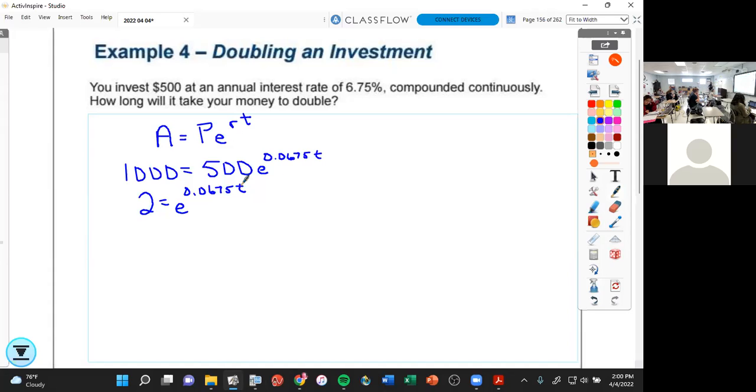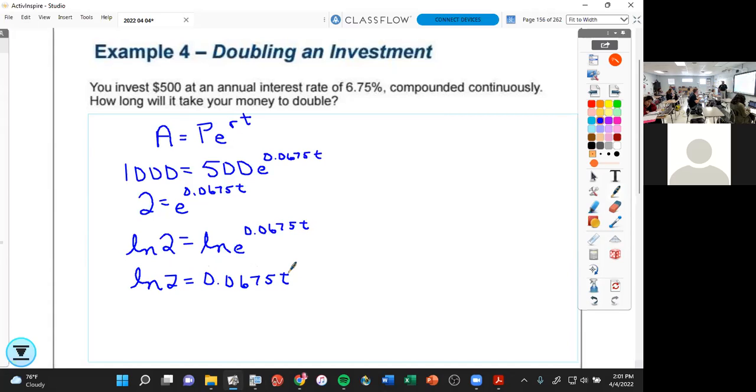Okay, it is logarithm, but because the base is e, I'm going to take the natural log of both sides. So the natural log of 2 is equal to the natural log of e to the 0.0675 t. The law of logarithms says that I can take that exponent, move it in front of the natural log of e. Natural log of e is 1. Okay, so I have natural log of 2 is equal to 0.0675 t.